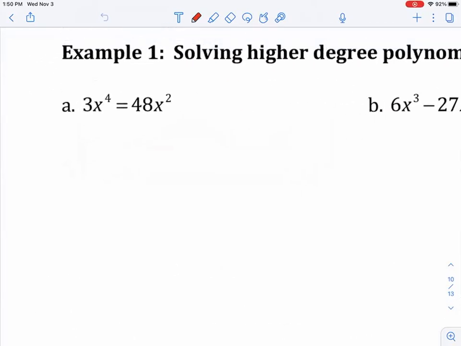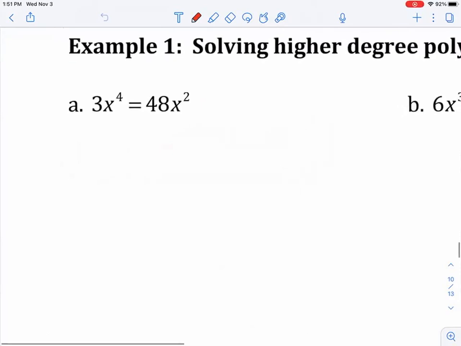So we want to solve this for x. In this case, I want to get everything on one side, so I'm going to move the 48x squared over to the left. So I have 3x to the fourth minus 48x squared is equal to 0. The reason I want to get it on one side is so that I can factor and then use the zero product property.